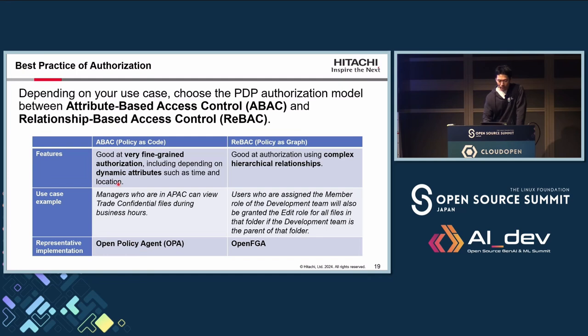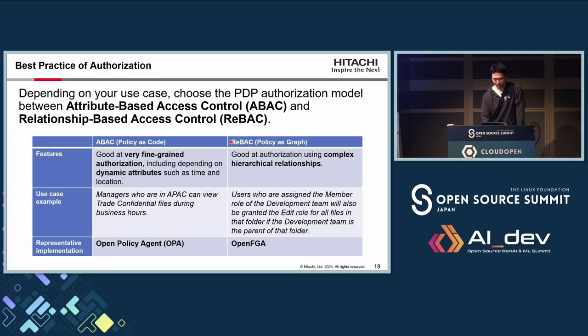ABAC, sometimes called policy as code, is good at very fine-grained authorization, including depending on dynamic attributes such as time and location. For example, ABAC is suitable if your authorization conditions are as follows. Managers who are in the ABAC group can view trade confidential files during business hours, like this. A representative implementation of ABAC is the Open Policy Agent, OPA.